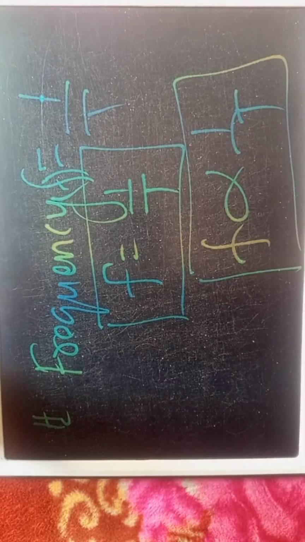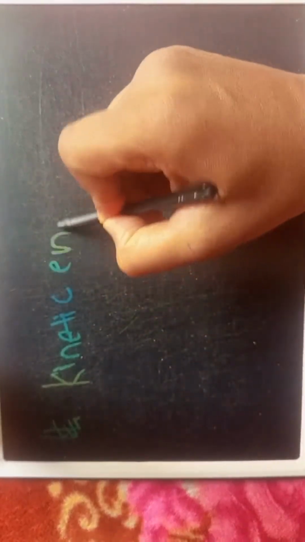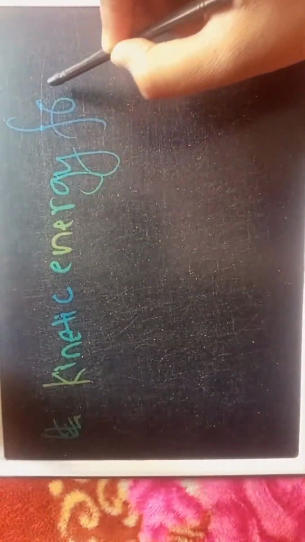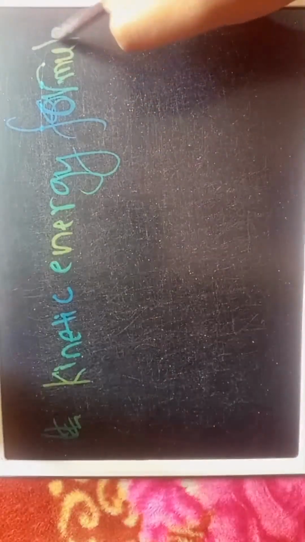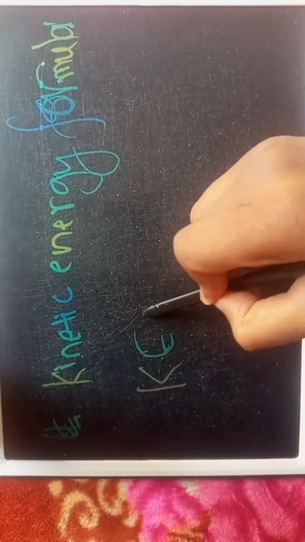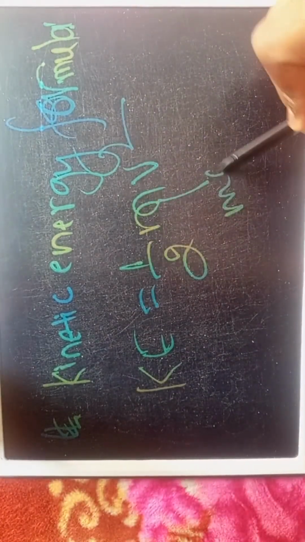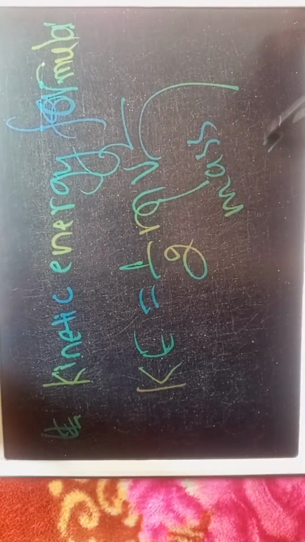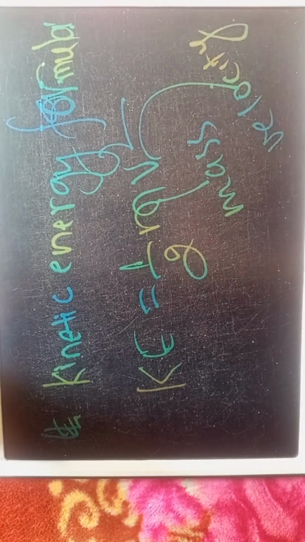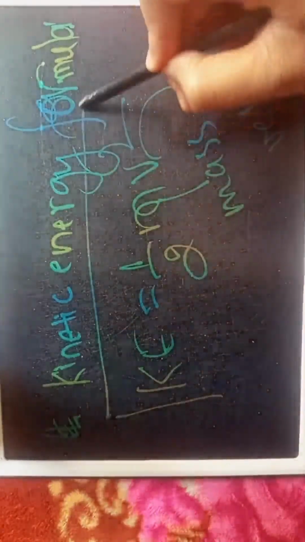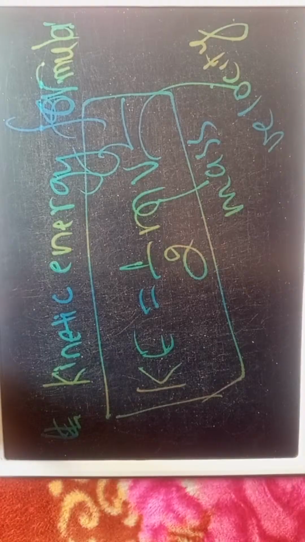Now we have kinetic and potential energy. That is most important. Kinetic energy formula: what is the formula of kinetic energy? K is equal to half mv square. M means mass, v means velocity, and it is the square of the velocity.